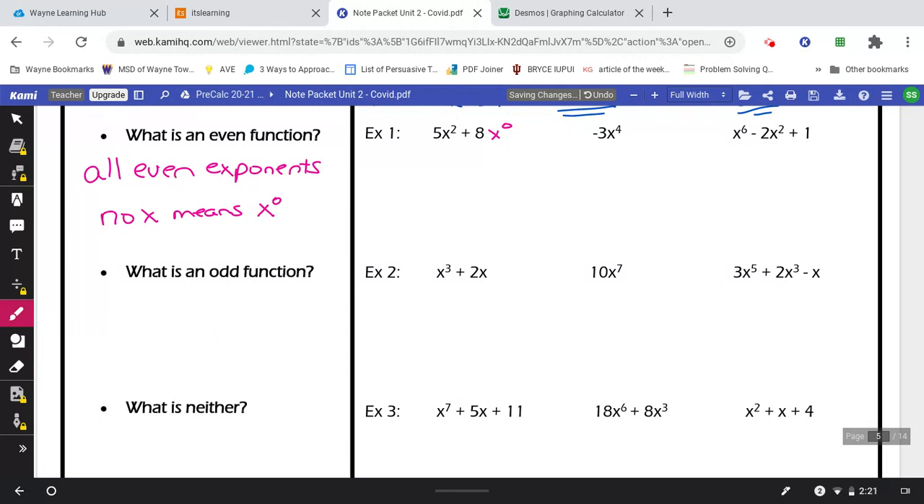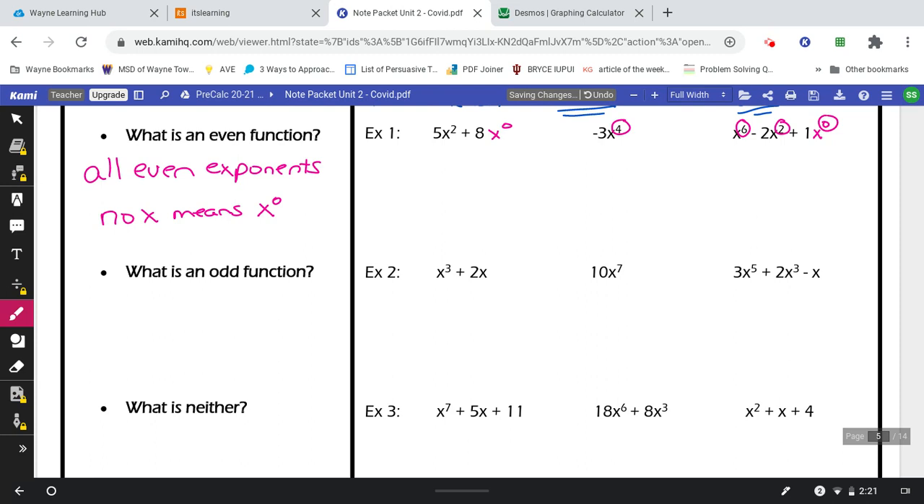So example number 1, notice you have a 2 and a 0. That is an even function. Here you have an exponent of 4. That is an even function. This last one is a 6, a 2. There's no x here, so I'm going to put x to the 0. 6, 2, and 0 are all even, so that is an even function.